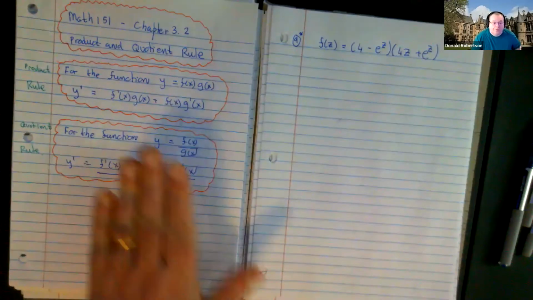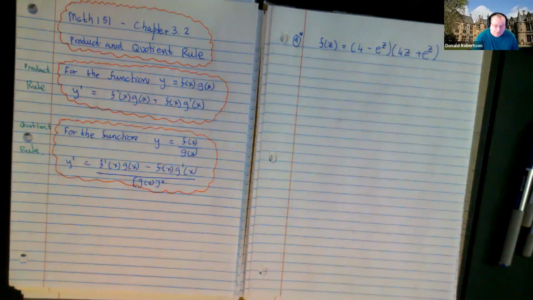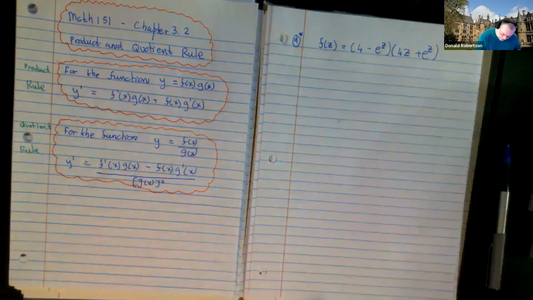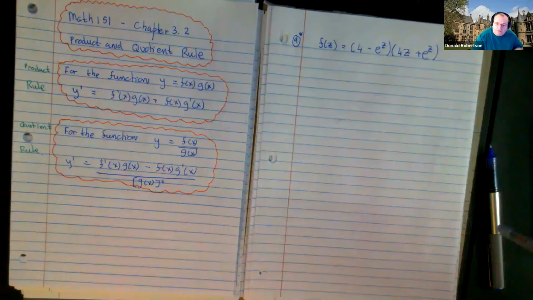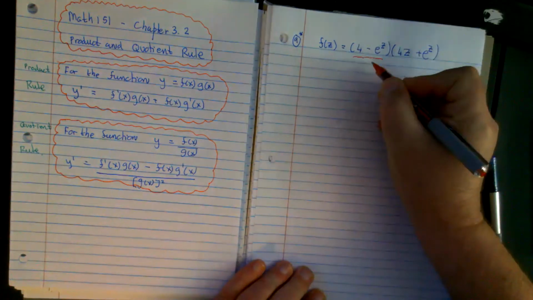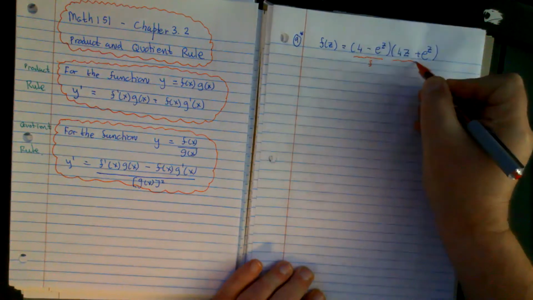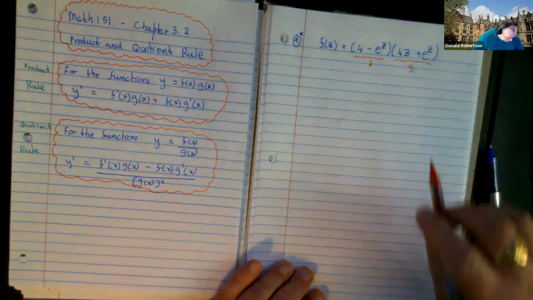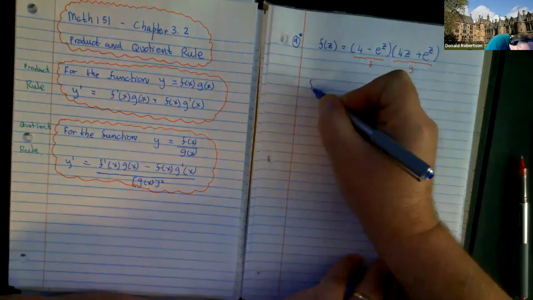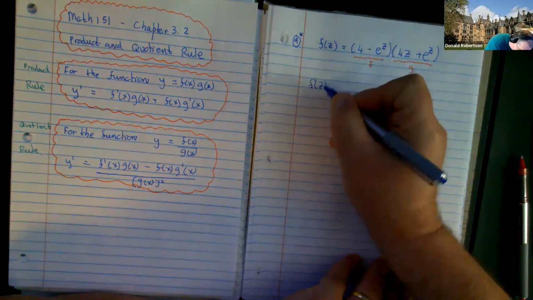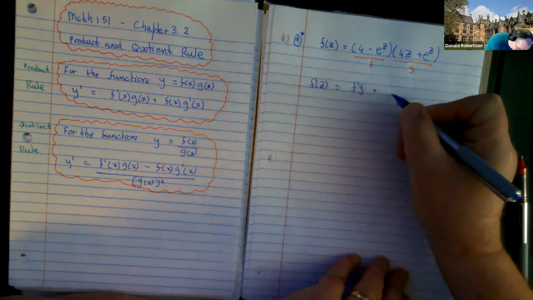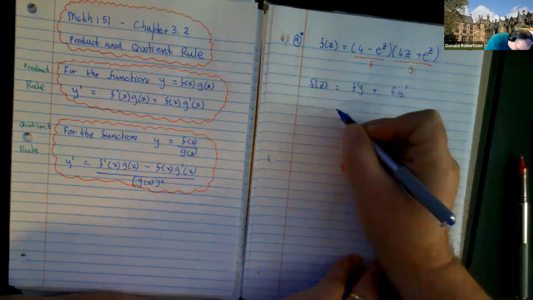Product and quotient rule. That's kind of where we are. Here's a product rule. Pretty straightforward one. Call this guy F, call this guy G, and then you use the product rule. In this case, F dash Z, the derivative, is F dash G plus F of G dashed.